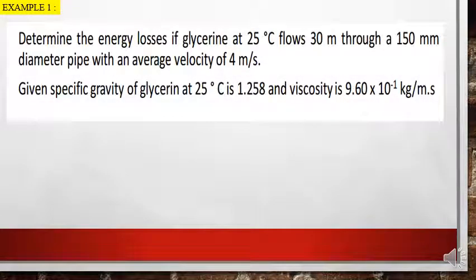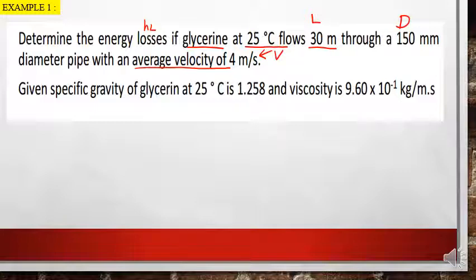Okay, let's try to do this example. The question says you need to determine the energy losses, which is HL, if glycerin, the fluid, flows at 25 degrees C, 30 meters. This one is actually the length of the pipe, through a 150 millimeter diameter pipe, with an average velocity of 4 meters per second. So this is actually V.